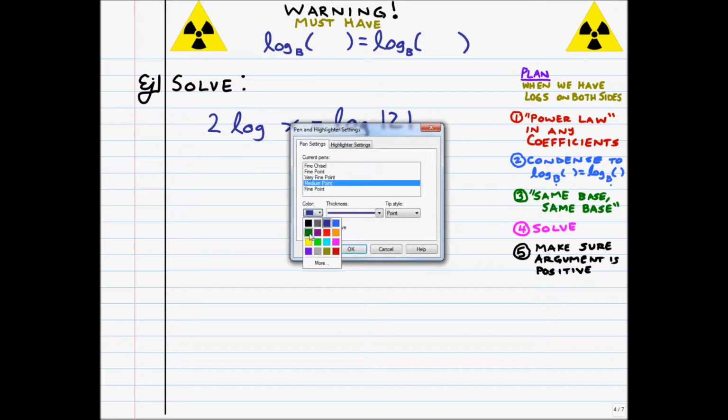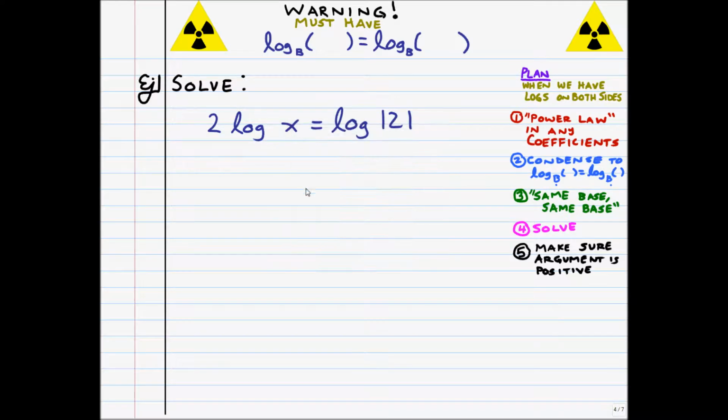So there's our first equation that we want to attack. We want to attack this guy. 2 log x equals log 121. And you're probably sitting out there writing it down, trying to listen to this at the same time, even though I realize I'm making it hard on you multitasking.